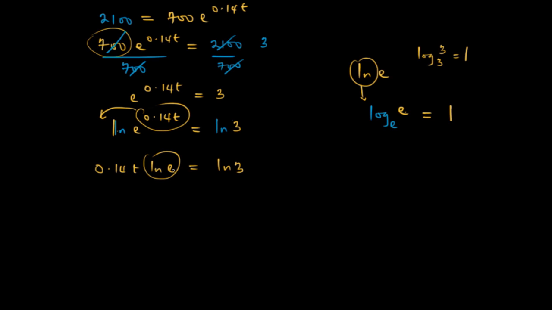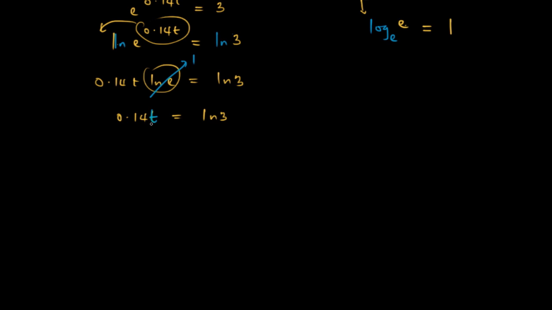So what we have here is the ln of e, which is the log of e to the base e. So this actually goes to 1. So what we are left with is 0.14 t equals the ln of 3. So let's just highlight this so we know this is what we want to find.